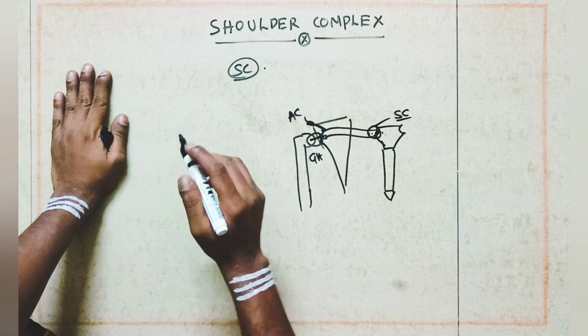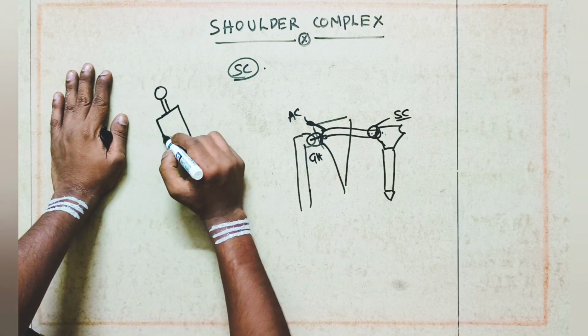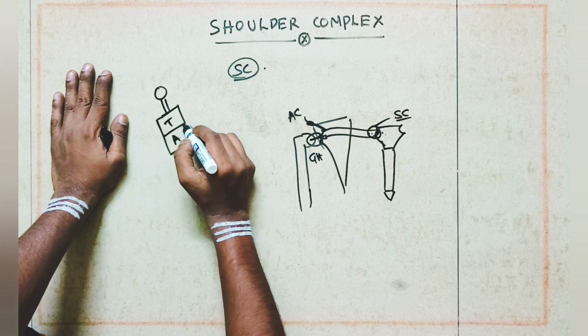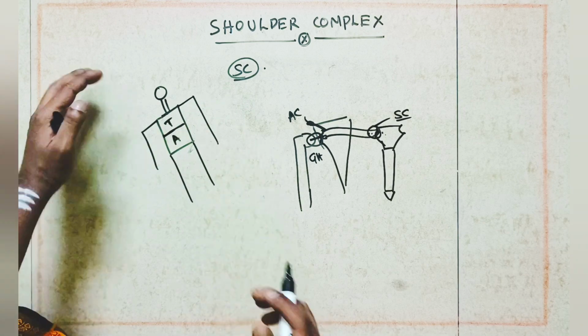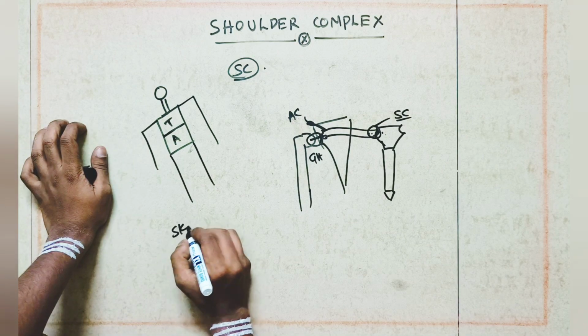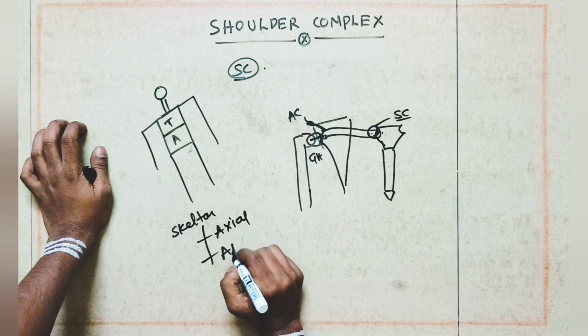If you see a human skeleton, the head will be there, the neck will be there, and then the trunk. The trunk is divided into thorax and abdomen by the diaphragm muscle. Then we'll have two upper limbs and two lower limbs. The skeleton has two parts: first, the axial skeleton, and second, the appendicular skeleton.